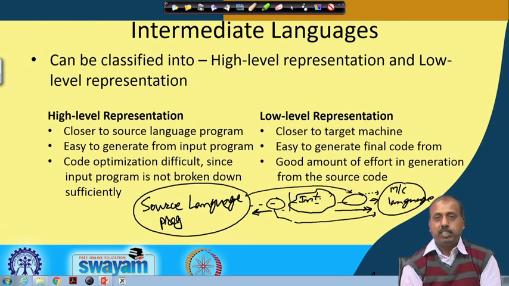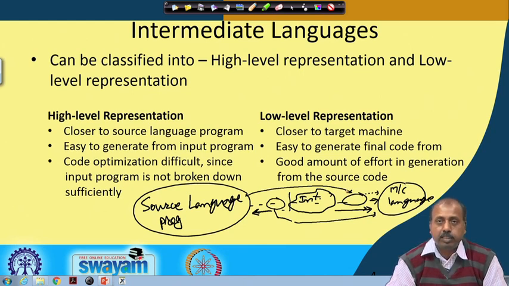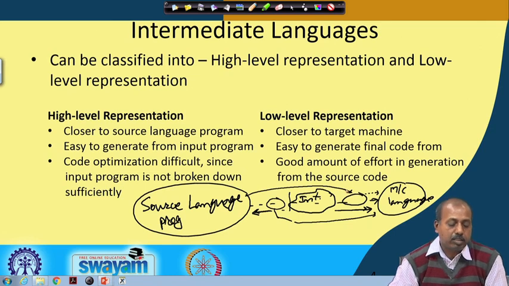So, it is a very judicious choice, how much complex I should make my intermediary language representation. High level representations are closer to the source language program, and they are easy to generate from the input program, but code optimization is difficult, because we are not very close to the machine language. Many of the machine dependent optimizations cannot be tried at this level, and the input program is not broken down sufficiently. So, we may not be able to apply many optimizations on that.